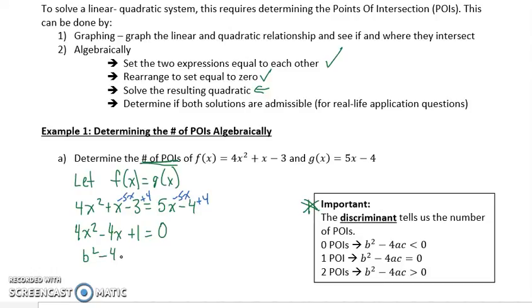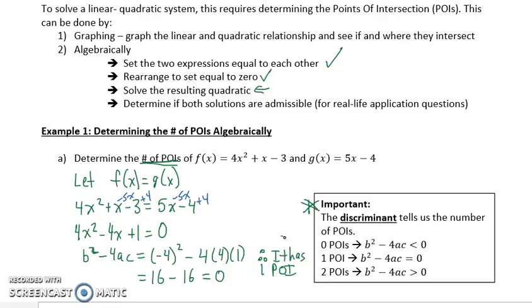b squared minus 4ac is equal to, the b value is negative 4 squared, minus 4, the a value is 4, and the c value is 1. Negative 4 squared is 16. 4 times 4 times 1 is 16 as well. And so what you get is 0. That means it has 1 point of intersection. It has 1 POI. Now let's look at part B and actually find the point of intersection.